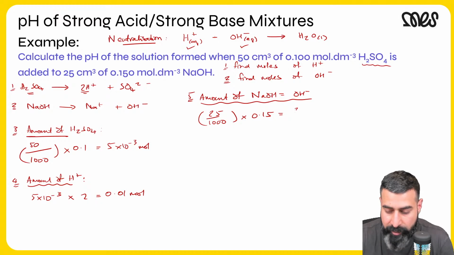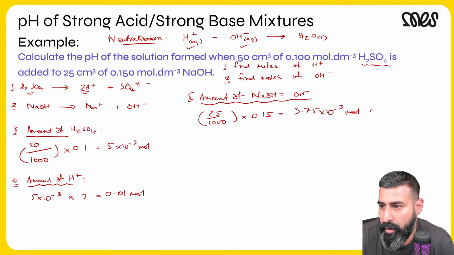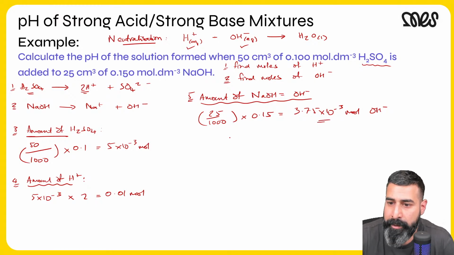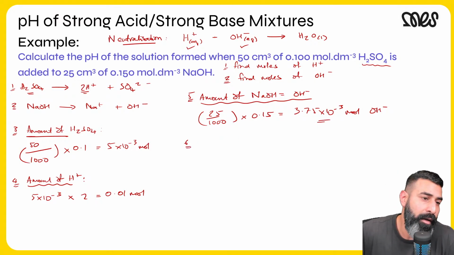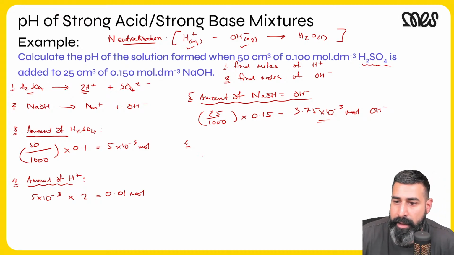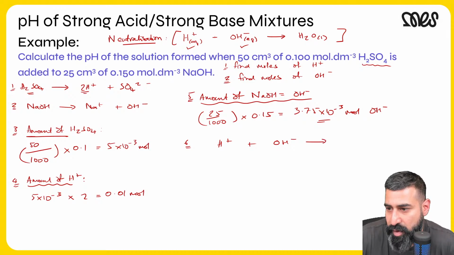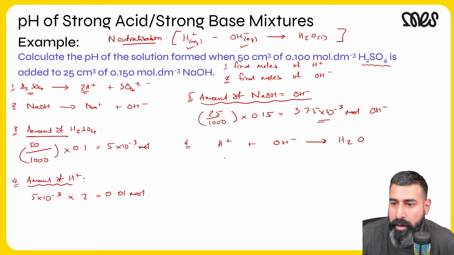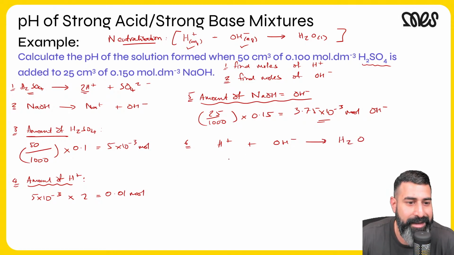So that gives me 3.75 times 10 to the minus 3 mole of OH minus ions. Okay, now this is where we need to use that equation right at the beginning. I'll tell you why. So H plus OH minus goes to H2O. Well, do we know values for these? Yes, for us. I think you've got it.